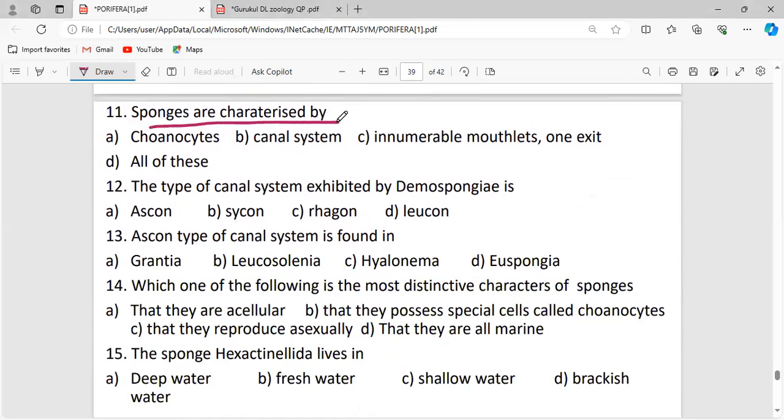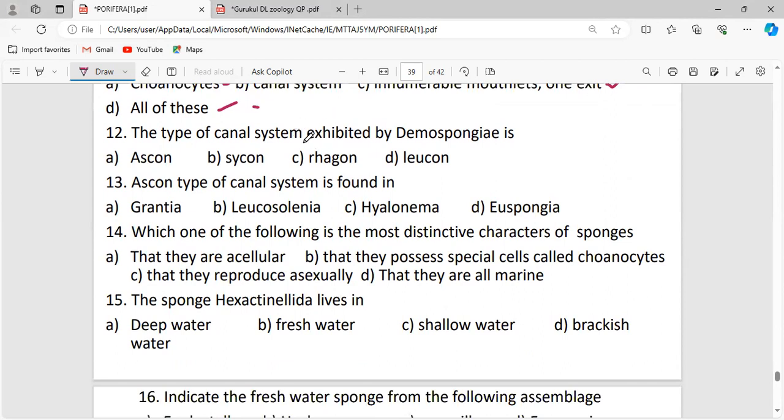Now, sponges are characterized by choanocytes, canal system, innumerable mouthlets, and one exit, all of these. Very good. Superb. All the structures are characteristic of the sponges. Now, the type of canal system exhibited by the Desmospongiae. Again, for this type of question, you have to revise.